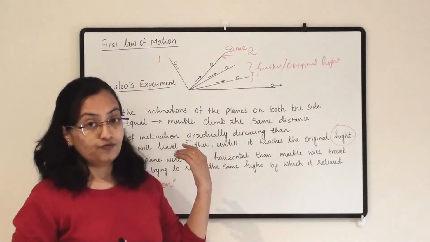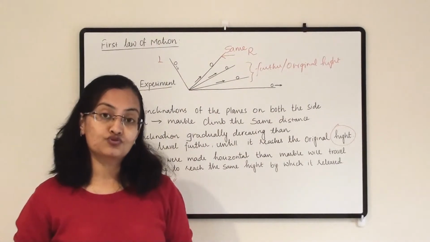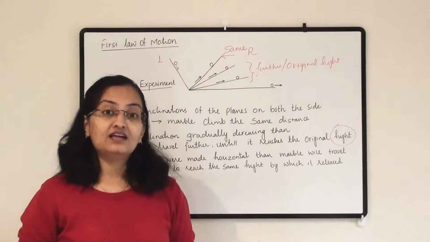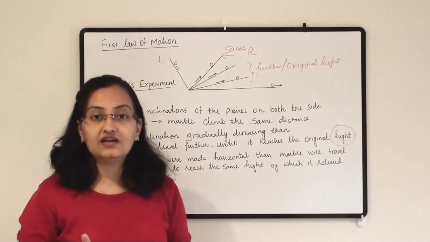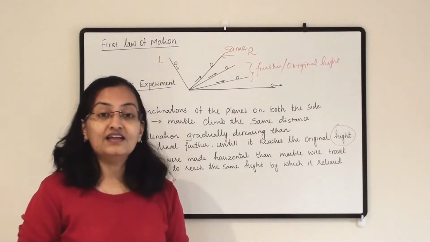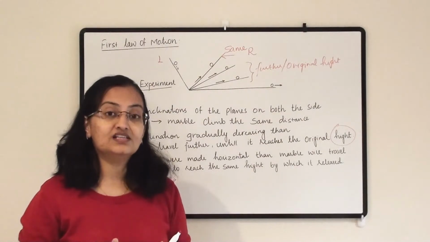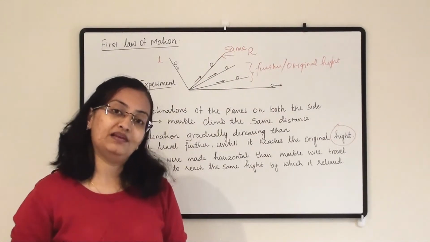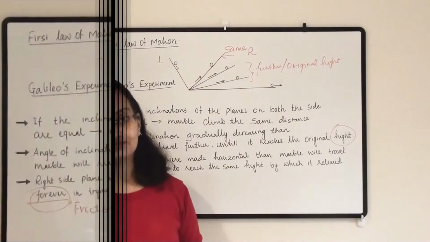So from this experiment, let us conclude our first law of motion statement: if any object is moving in one particular direction, or if it is at a resting position, then they both will continue to do so until an unbalanced force is applied to them. Right? Let us understand this statement.